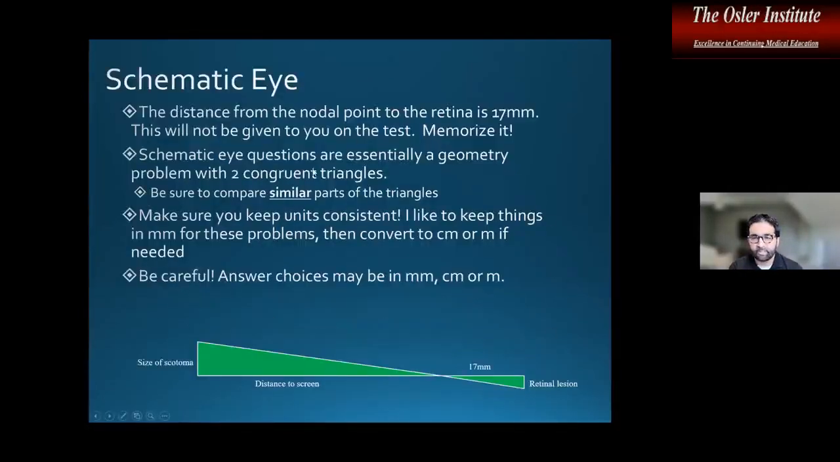Okay, so again, we're going to rebrand this as basically two similar triangles. You must memorize that 17. And when you set this up, make sure you compare similar parts of the triangle. The other thing is make sure you keep the units consistent. I like to keep things here in millimeters for these problems, primarily because the 17 is a fixed millimeter distance. And so then you convert everything to millimeters and then convert back if you need to, because you have to be careful. The answer choices may be in millimeters, they may be in centimeters, or they may be in meters.